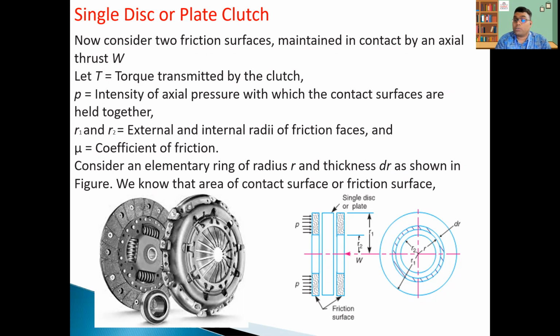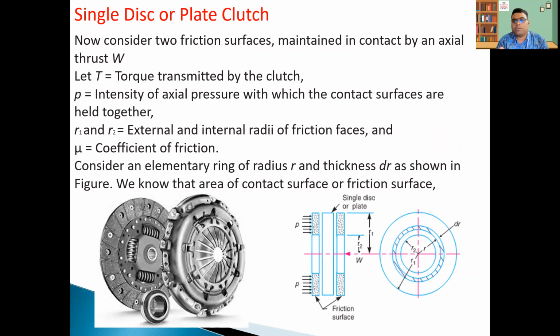machines or in automobiles. So let's discuss the single disc or plate clutch, as in this diagram you can see. This is a single plate clutch. A single plate clutch is used in big vehicles, starting from the car. In the car you can see this kind of clutch plate has been used. But on the other hand, in two-wheelers, we are using the multi-plate clutch.